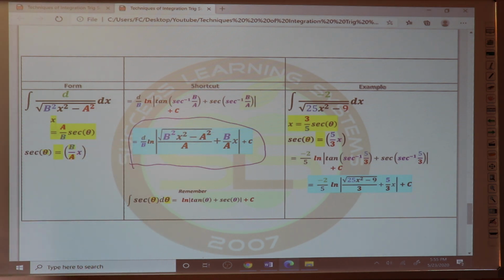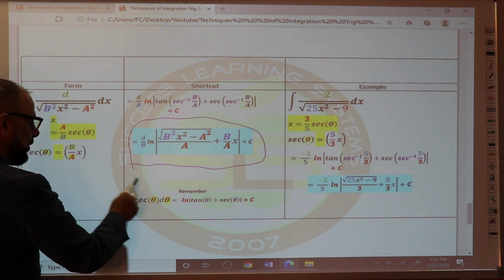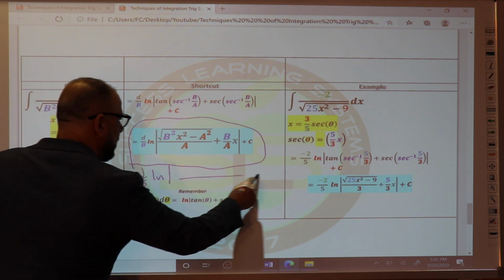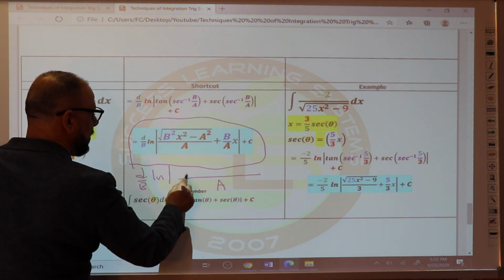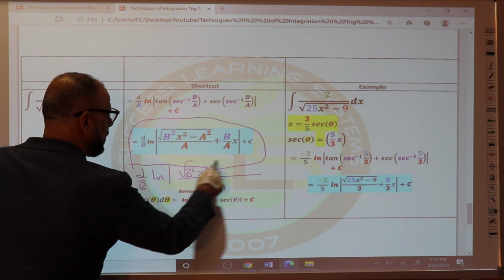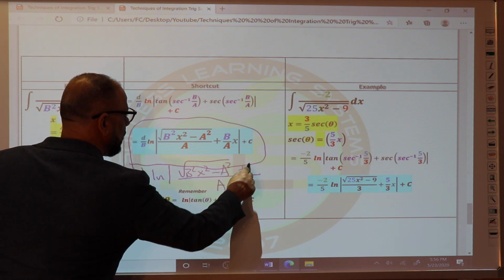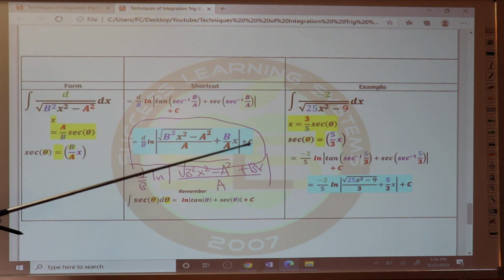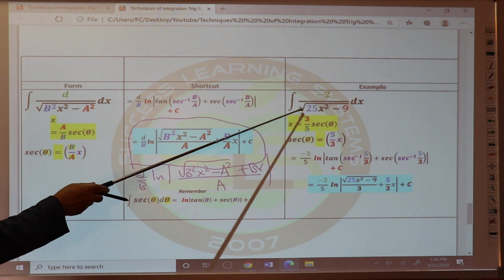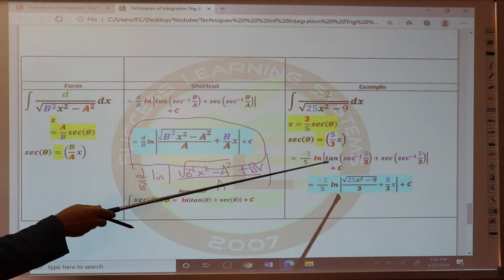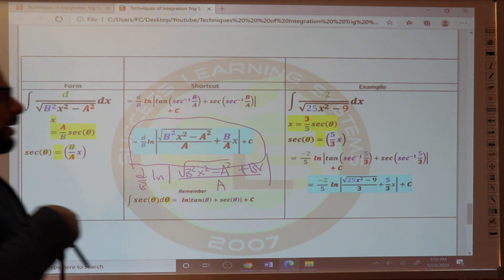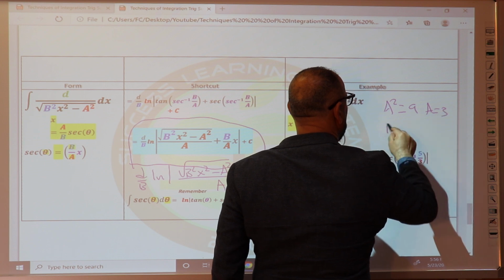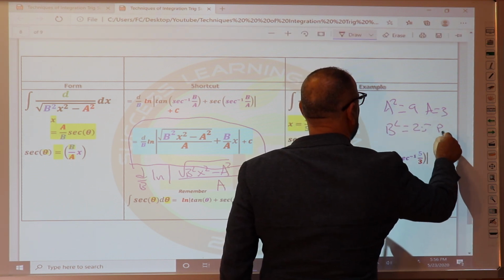Or you can write it like some books do: d over b ln, they put 1 over a because of the same denominator, square root of b squared x squared minus a squared plus b x. Whatever you want, you can choose this way or that way. Now, the same thing here. A squared is 9, so a is 3. B squared is 25, so b is 5.